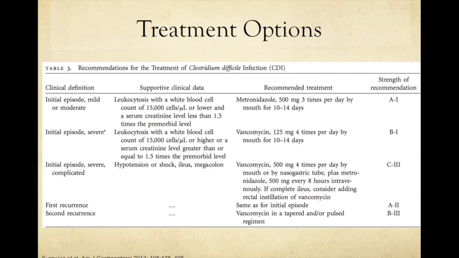And then last but not least, you'll notice with the first reoccurrence, the patient can actually be treated the same way they were treated initially. For second reoccurrence, you can initiate a more tapered or pulsed regimen with vancomycin. If the patient presents with a third reoccurrence, at that point you want to recommend that physicians consider what they call a fecal transplant.